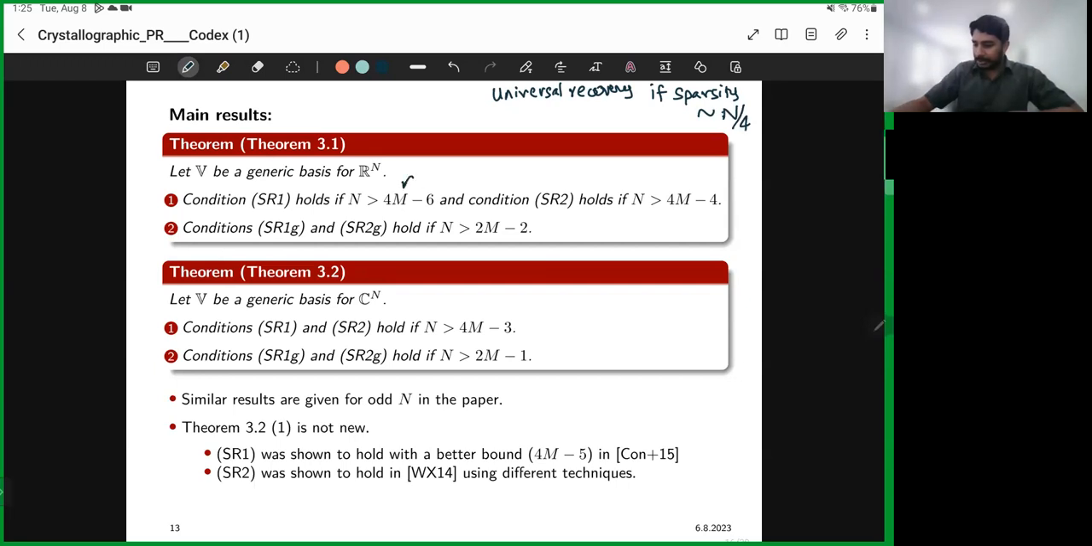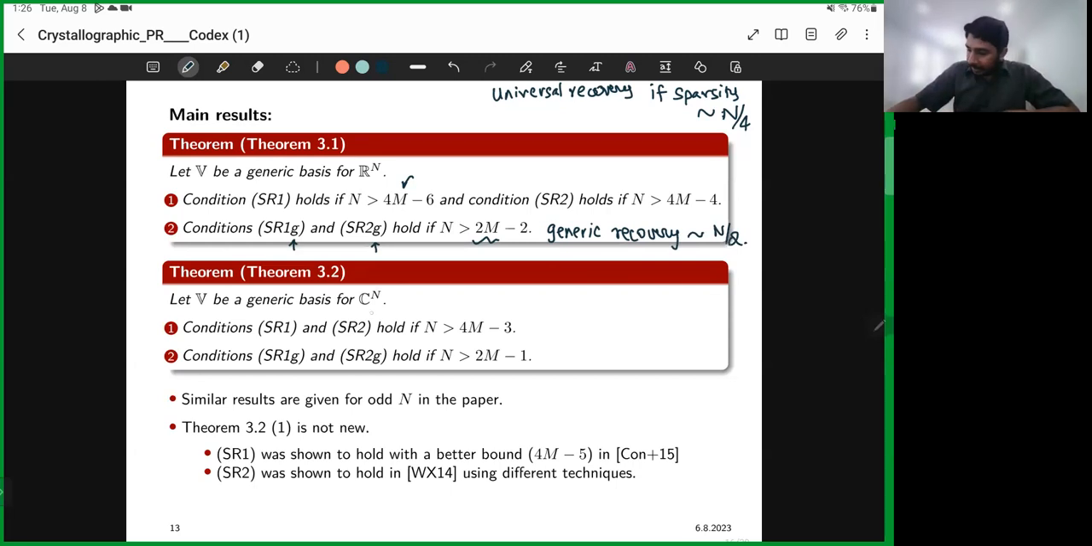M is going to be my sparsity level, so I can get universal recovery in R if the sparsity level is about n over 4, right? But when I impose this generic recovery condition, I can double the sparsity level. So generic recovery, maybe blue was not the best idea here, so maybe I'll write here generic recovery for a sparsity of n over 2, so I can double that, which is quite nice.